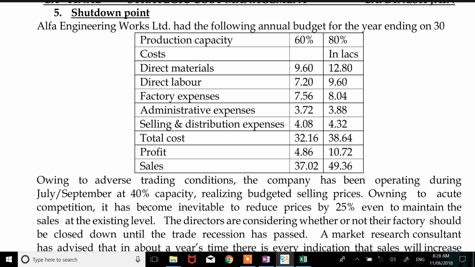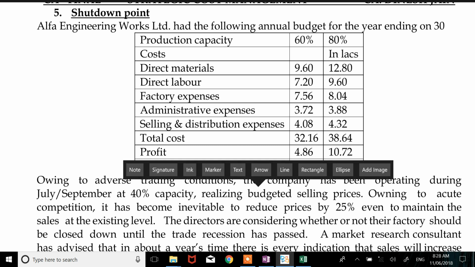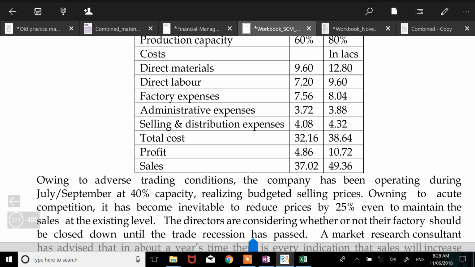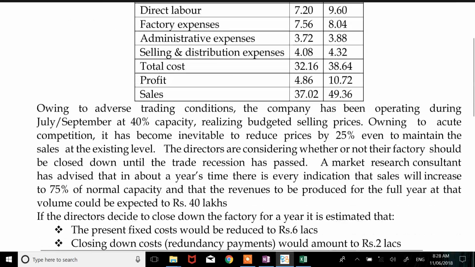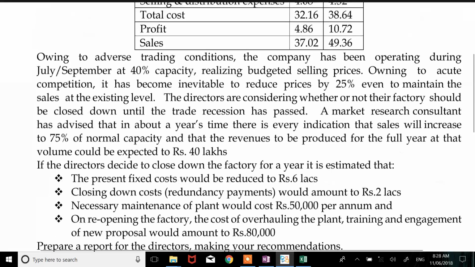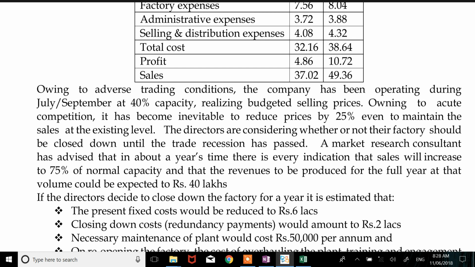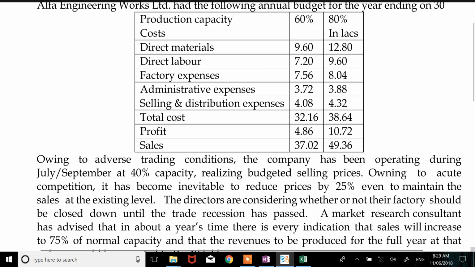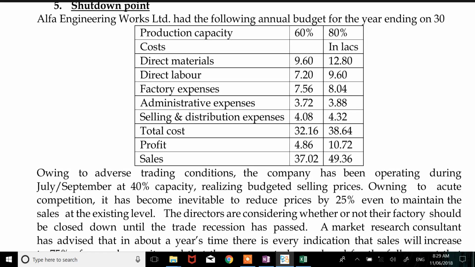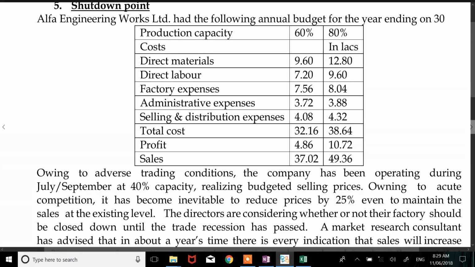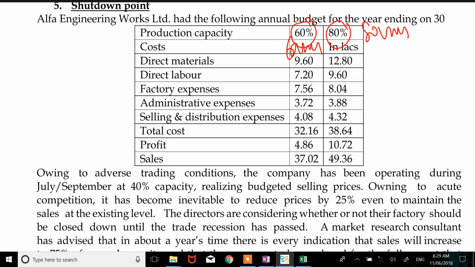Okay, now this question has given details about a 60% capacity and 80% capacity and some information on some trade recession. Because of that, I want to shut down my operations for some time. That's the analysis we have to do. Whenever it's percentages, I normally find it a little difficult. So I normally convert 60% as 60 units and this 80% as 80 units. 100% is 100 units. So our assumption is 100% capacity is 100 units.